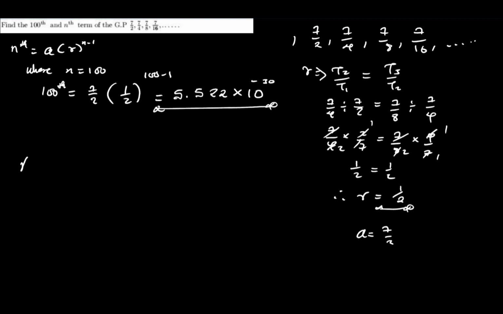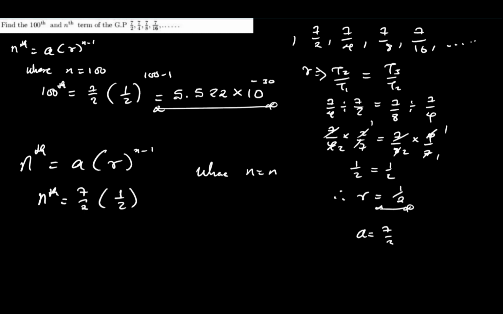Now, to find the nth term, use basically the same formula, r to the n minus 1. For the nth term, just know that n is equal to n. So we say the nth term is equal to 7 over 2, then we have 1 over 2, let's use 0.5, 0.5 to the n minus 1. It's the same as saying 7 over 2, then 0.5 to the n times 0.5 to the minus 1.